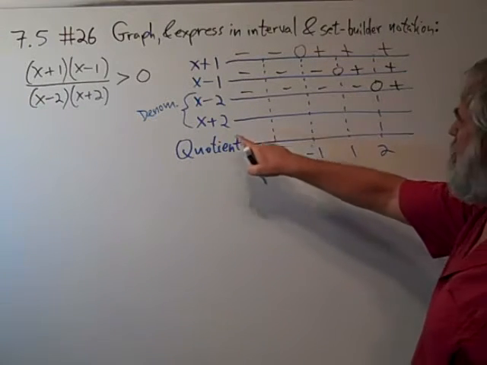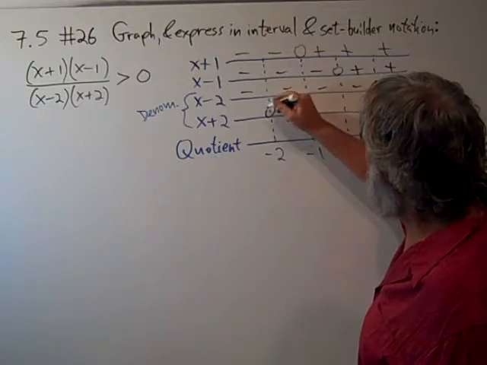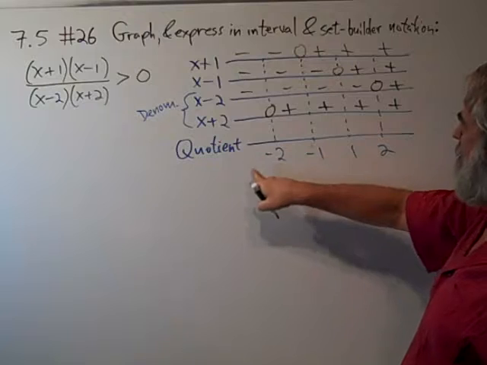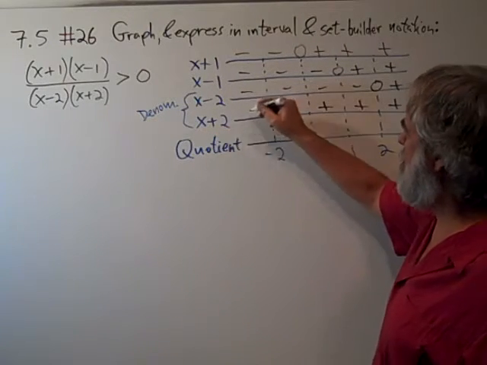X plus 2 equals 0 when x equals negative 2. And if x is bigger than negative 2, that quantity is positive. And if x is less than negative 2, then x plus 2 is negative.